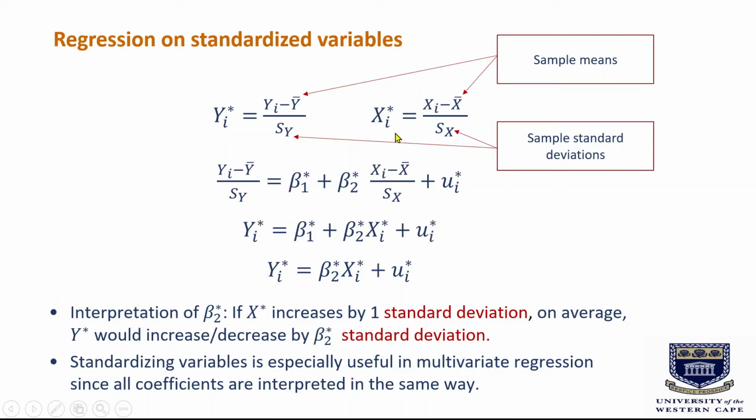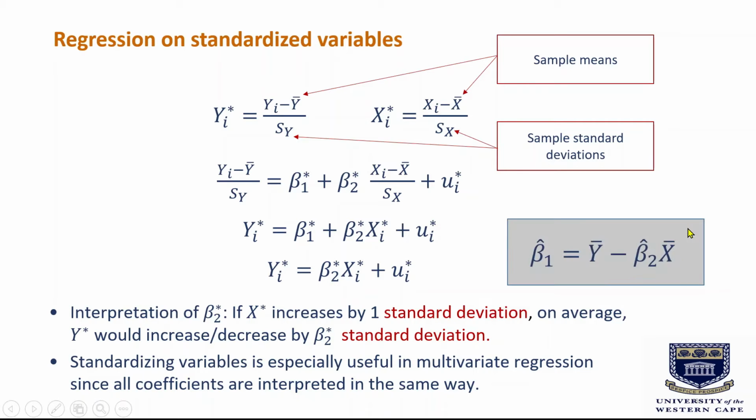We'll do the same for x, right? xi star becomes xi minus x bar over the standard error for x, where y star and x star are the standardized variables. And then we can run our regression as per usual. One thing to note is that in the standardized regression model, beta 1 falls away. In other words, beta 1 hat equals 0 when you run a regression after having standardized the variables in the regression model. The natural question is, why is that? Why does beta 1 hat become 0?